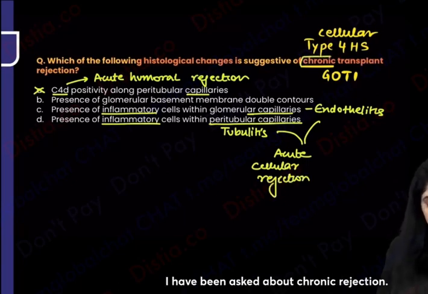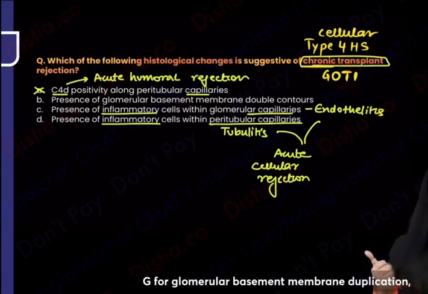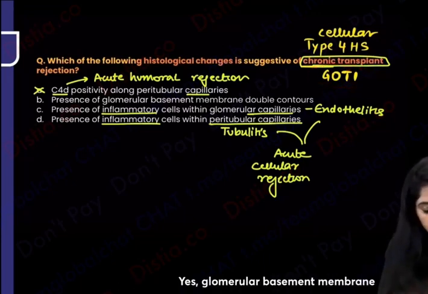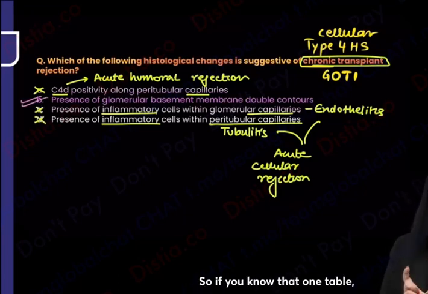I have been asked about chronic rejection. Chronic rejection is GOTI. G for glomerular basement membrane duplication. Do I have that option? Yes. Glomerular basement membrane duplication means double contour. So that is the answer that we have over here. All the others are ruled out. So if you know that one table, most of your query is sorted.